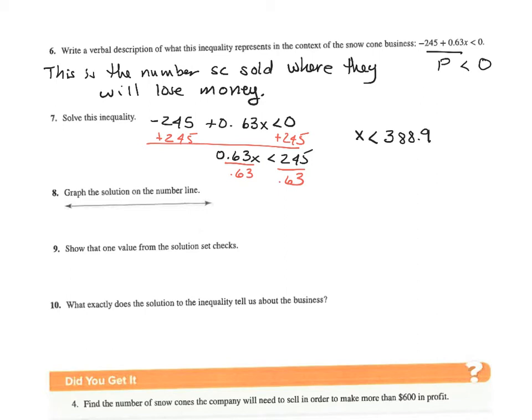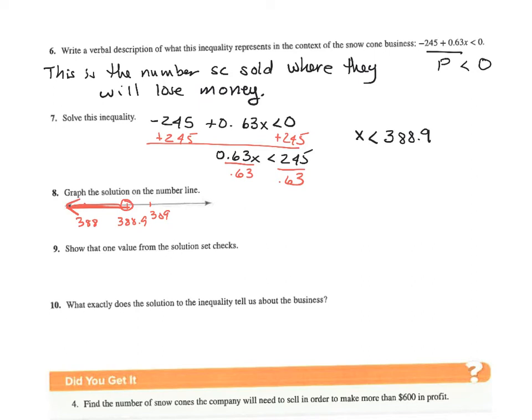388.9. Now they would like for us to graph that on the number line, so I'll put the 388.9 here, 388, 389, and that's an open circle, and we are shading to the left. It says show that one value from the solution set checks.